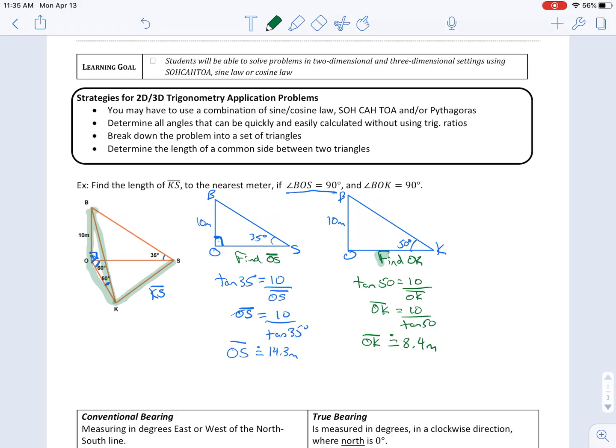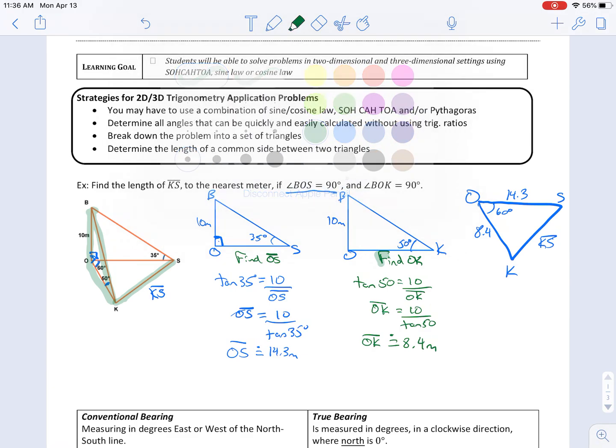So if I draw it out, I've got OKS. Let's see if we have enough information. I'll draw it kind of as it's drawn on the page. So that's the flat part at the bottom. We're looking for this. We now have this side, OS, which we said is approximately 14.3. I've got this side OK, which is approximately 8.4, and I also know this is 60 degrees.